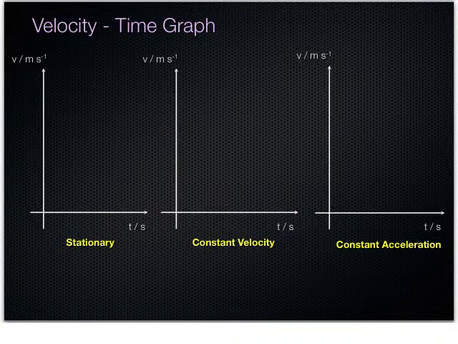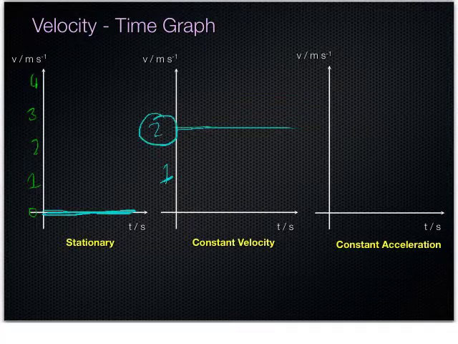Velocity time graphs. In this case we've got stationary, so stopped. Remember, you could actually have some numbers up the side here, 1, 2, 3, 4 and so on. So if we had anything up here, we must be moving. So we can't be up here. We must be along the 0. So it's stationary. Constant velocity: well, remember, if we had numbers here, it's staying at that one number all the time. So in this case it will be 2 meters per second, and we're staying at that velocity or speed all the time.